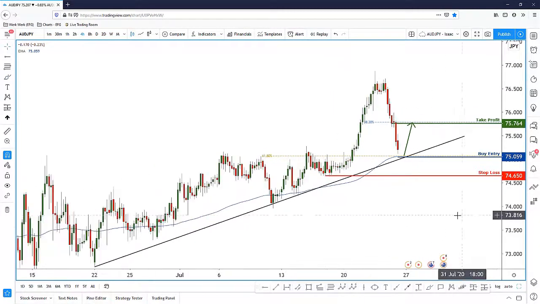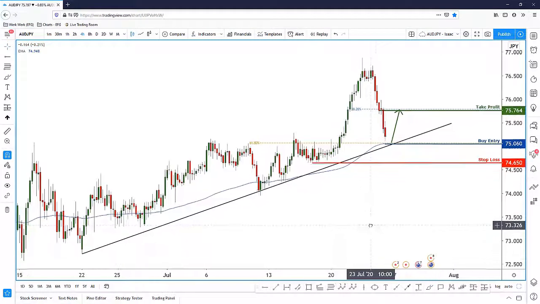Okay, so thanks everyone for tuning in to today's Trade of the Day. It's a very quick intraday trade, and normally Fridays are the days that we see reversals. So this, I think, would be a nice level to play out.